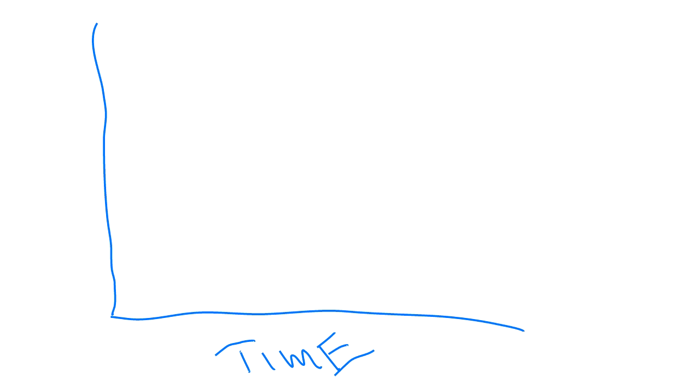And on the y-axis, let's put evolutionary change. Right? Speciation, new species being formed. Something like that, some measurement of evolutionary change. Here's what punctuated equilibrium says.